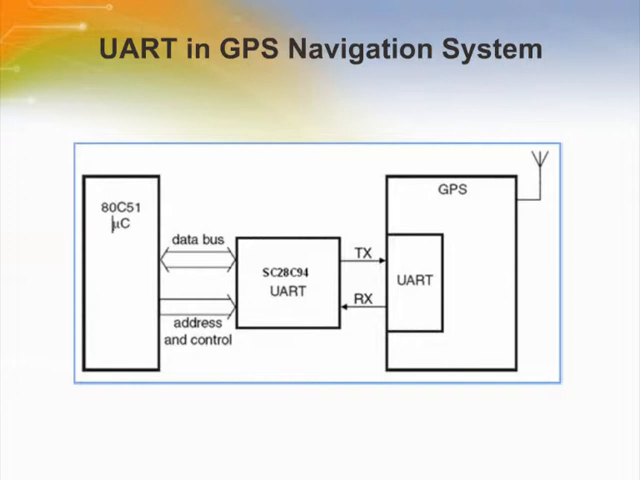The simpler transport protocol of the Universal Asynchronous Receiver Transmitter results in much less software overhead and more cost-effective hardware solution. The block diagram shows using the SC28C94 4-channel Universal Asynchronous Receiver Transmitter to achieve a GPS navigation system.